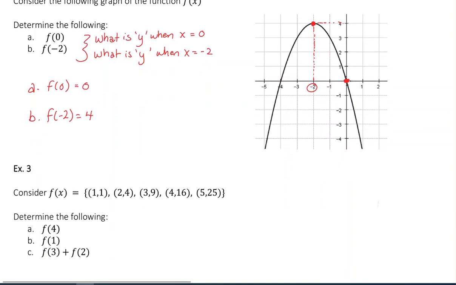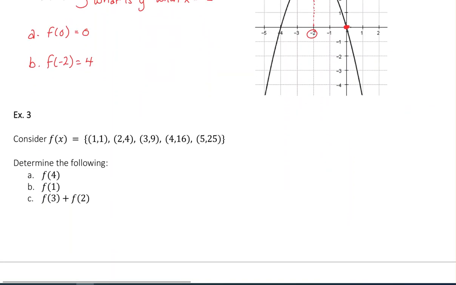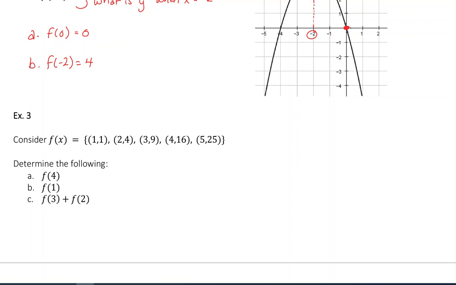And lastly, to finish this off, an example where we look at an ordered pair. This one again we're just observing. So determine the following, considering that this is a list of ordered pairs. f of 4. What is y when x is equal to 4? Well, just go through your points and see where you have that value. That's x equals 1, 2, 3. Here is x equals 4. The y value associated with that is 16. So therefore f of 4 is equal to 16.